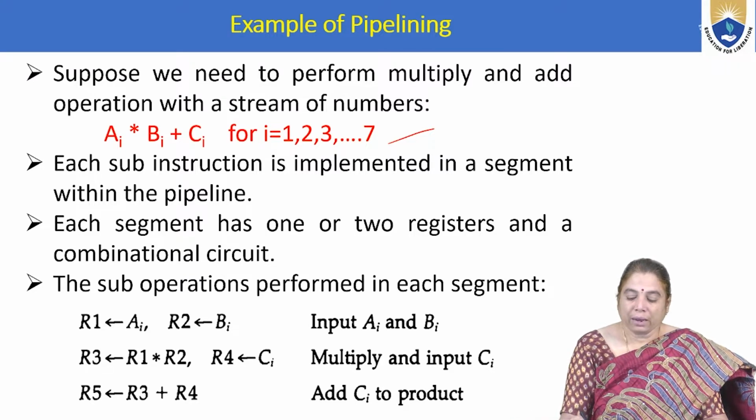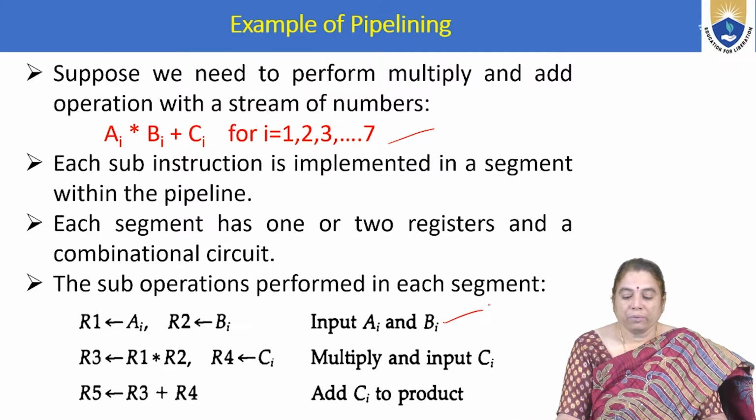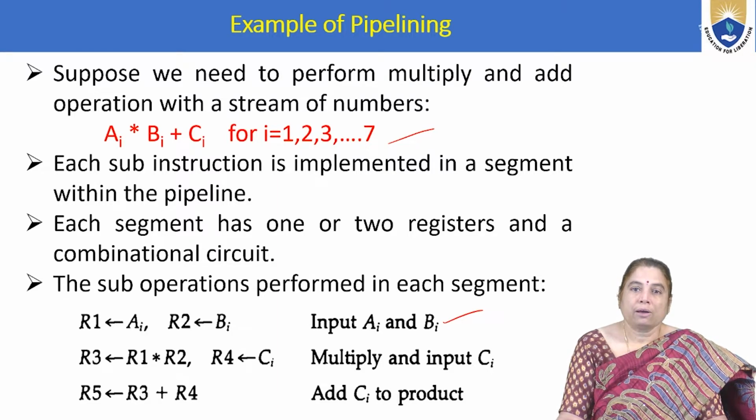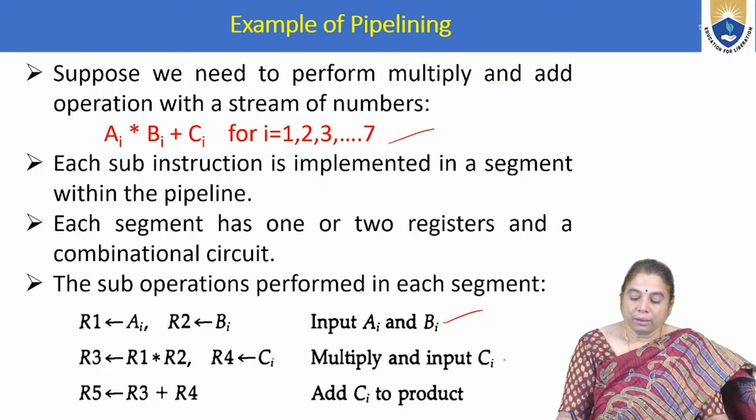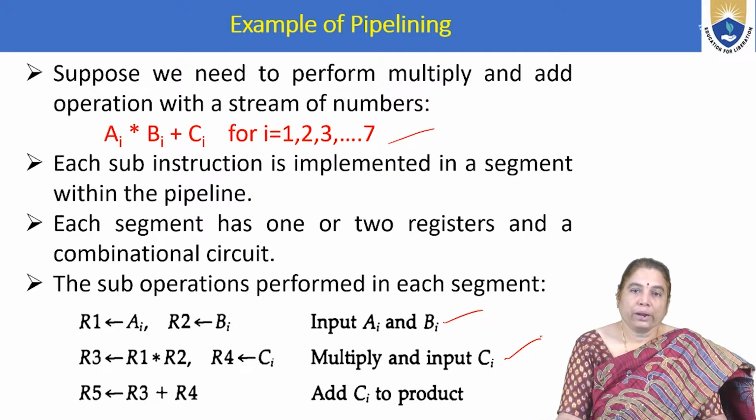The segment 1 can be used to give input to the A and B values, and these A and B can be stored in the corresponding registers R1 and R2. In the second segment, the values loaded in the registers R1 and R2 can be multiplied, and the C value can be loaded into the R4 register.